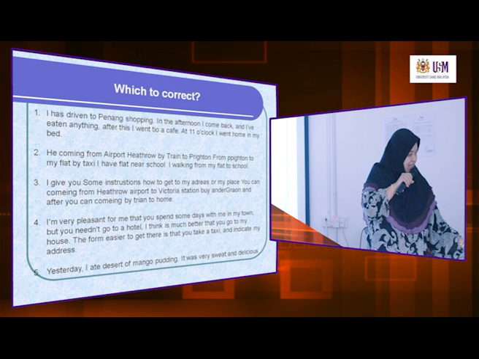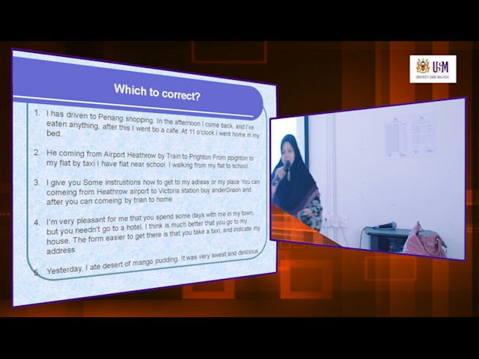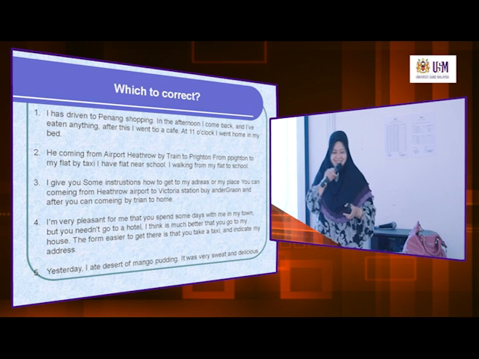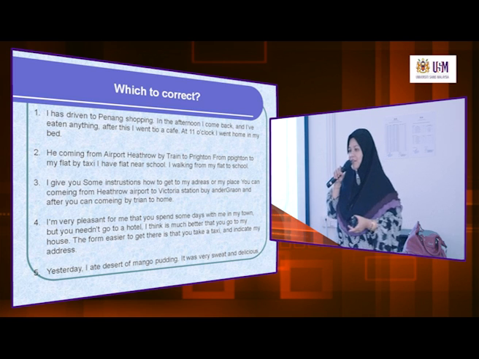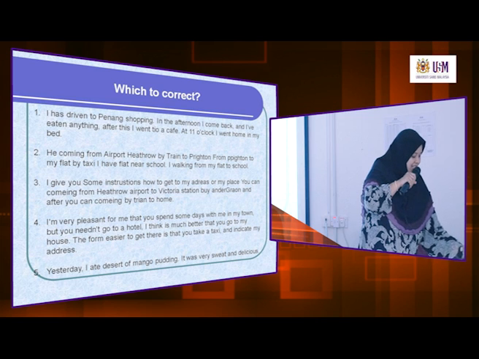Which to correct? Okay, now I want to give you some exercises. Can you get in threes, please? How many of you are around? Get in pairs. You all have to do this. I'm going to call PASS. I want to see whether you are alert or not, because some of you don't seem like you are alert. Okay? Example is, which to correct?